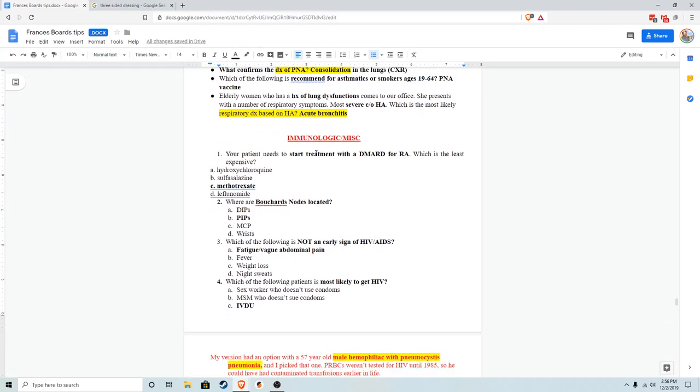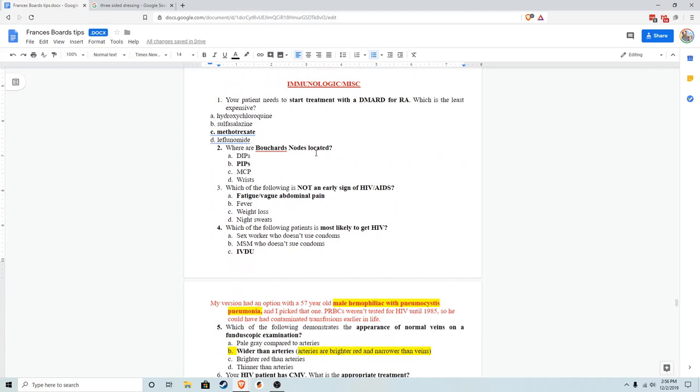That's about it. All right, next one, immunologic. Again, this is not one of my stronger ones, but let's go through it. Patient needs to start treatment with a DMARD for rheumatoid arthritis, which is the least expensive? Okay, so we have Plaquenil, sulfasalazine, methotrexate, leflunomide. The answer is methotrexate.